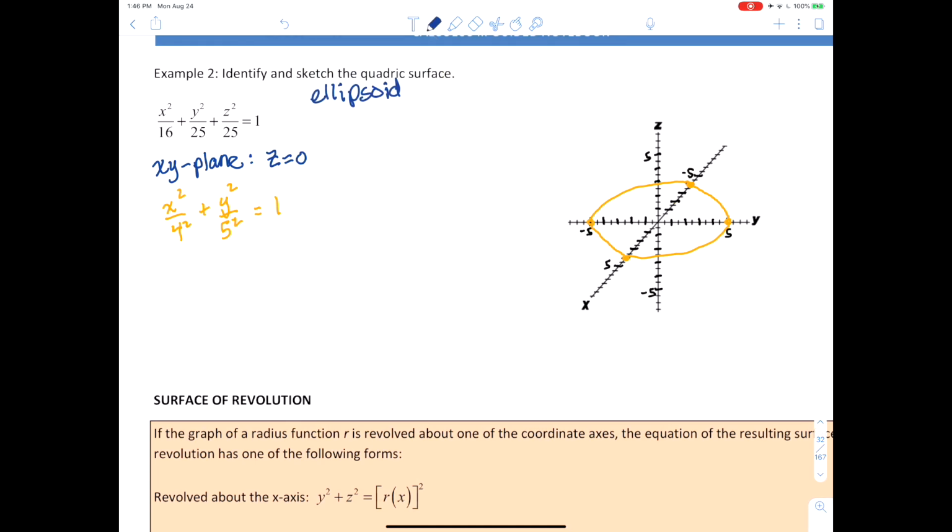And then our xz plane, we would let y equal 0. And then what will we have? We'll have, again, x squared over 4 squared, but then we'll have z squared over 5 squared equal to 1. So when x is 0, z will be plus or minus 5. And when z is 0, x will be plus or minus 5. So that one will look sort of like that.